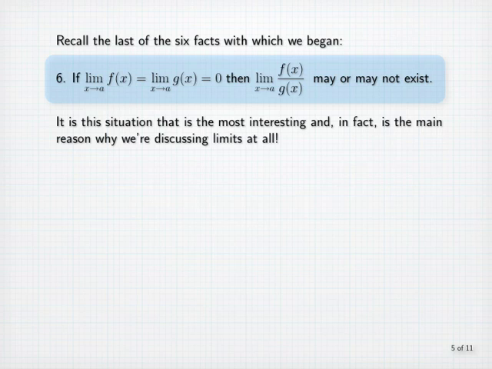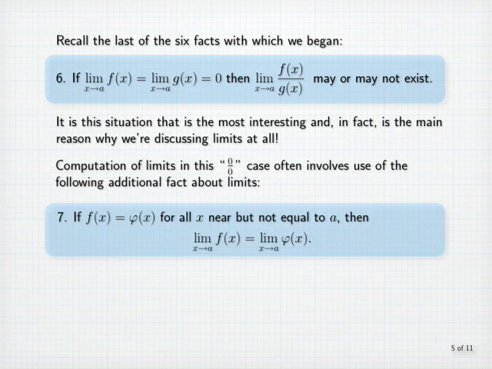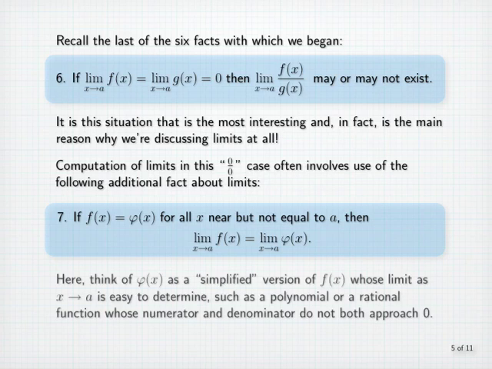Computation of limits in this 0 divided by 0 case often involves use of the following additional fact about limits. Let's call it property 7. If f of x is equal to phi of x for all x near but not equal to a, then f of x and phi of x have the same limit as x approaches a. Here, think of phi of x as a simplified version of f of x whose limit as x approaches a is easy to determine, such as a polynomial or a rational function whose numerator and denominator do not both approach 0.